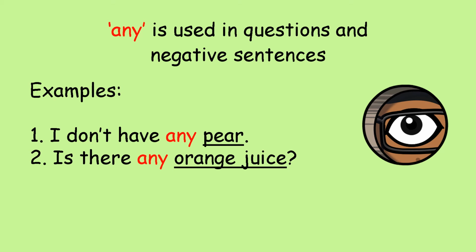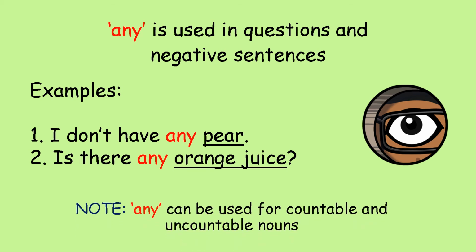Okay, number two, is there any orange juice? So this is an example of a question and we use any. And same as some, we use the word any for both countable and uncountable. But remember, we can only use any in questions and negative sentences. So if you see any affirmative sentence, don't use any, use some.